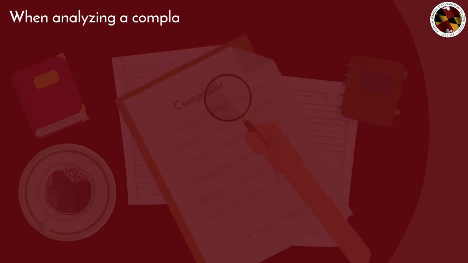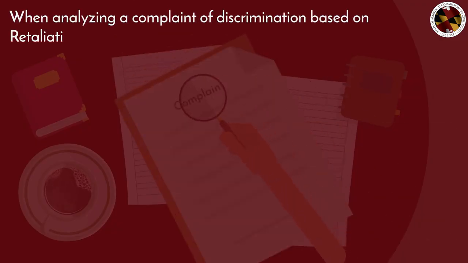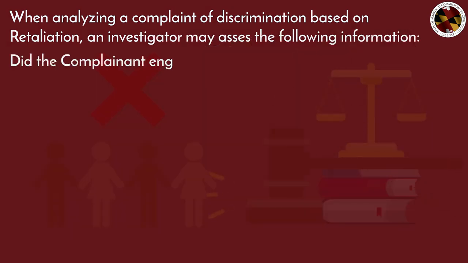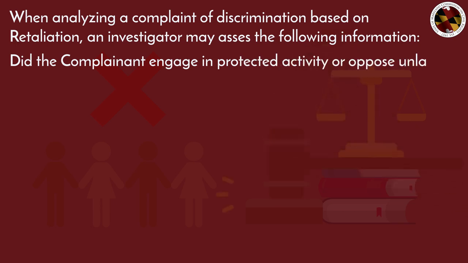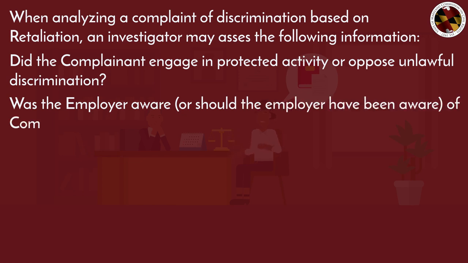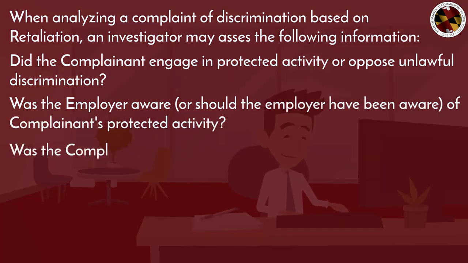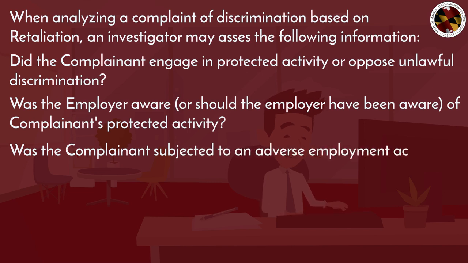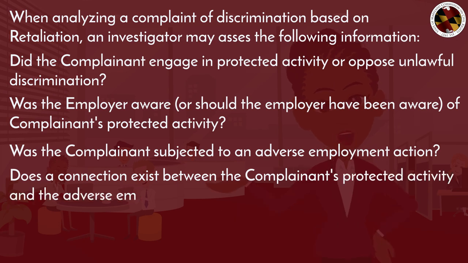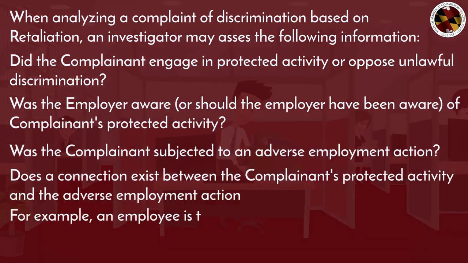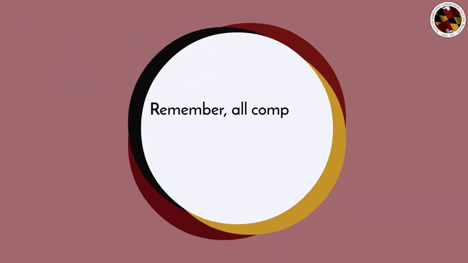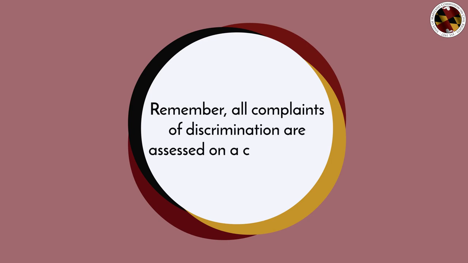When analyzing a complaint of discrimination based on retaliation, an investigator may assess the following information. Did the complainant engage in protected activity or oppose unlawful discrimination? Was the employer aware, or should the employer have been aware, of complainant's protected activity? Was the complainant subjected to an adverse employment action? Does a connection exist between the complainant's protected activity and the adverse employment action? For example, an employee is terminated shortly after filing a complaint of discrimination. Remember, all complaints of discrimination are assessed on a case-by-case basis.